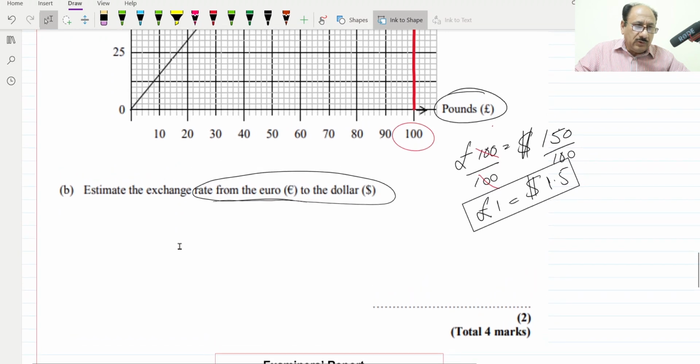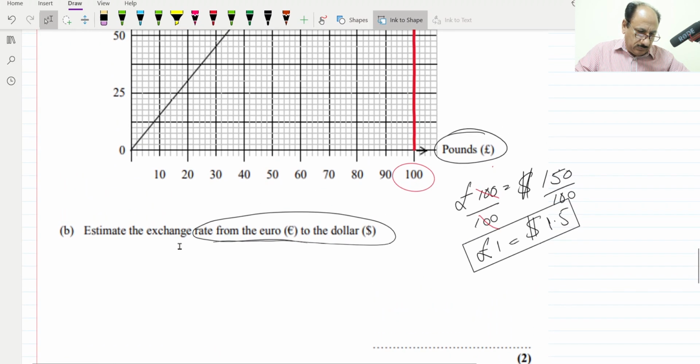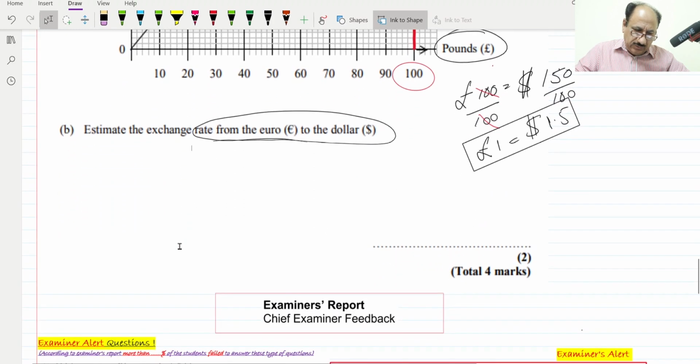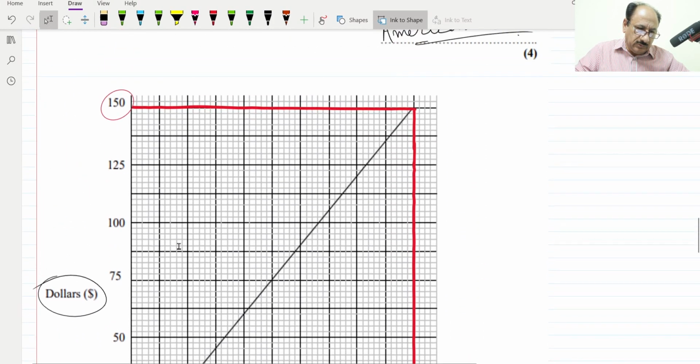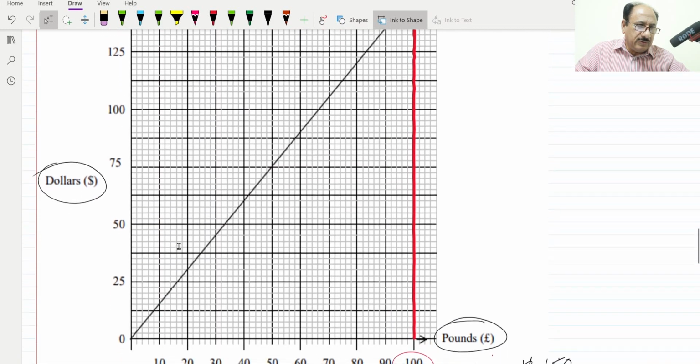So if we check this one, so what will the rate be?